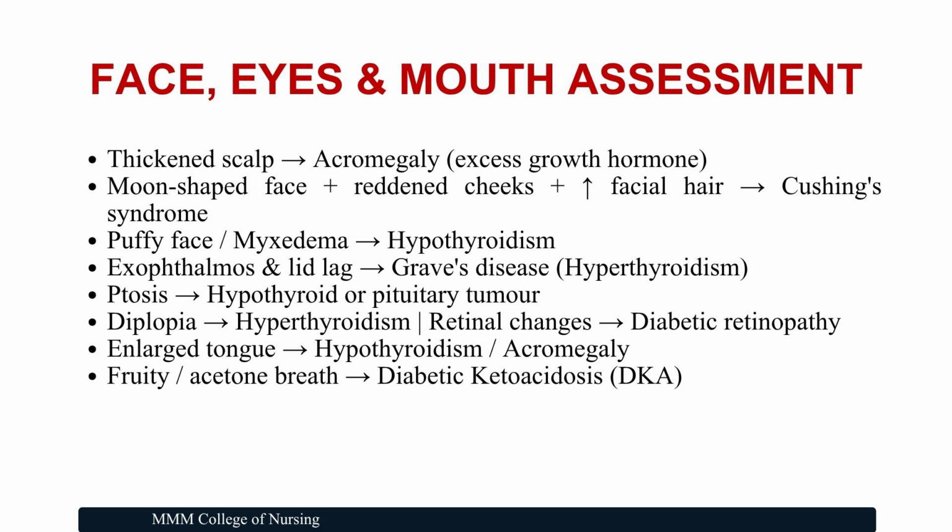On fundoscopic examination for a diabetic patient, you are looking for 4 specific things. First one is cotton wool patches or soft exudates, which are microinfarcts of the retina. Next, hard exudates, which are yellowish lipid deposits. Next, deep dot-shaped hemorrhages within the retinal layer. And microaneurysms, which are the earliest sign of diabetic retinopathy.